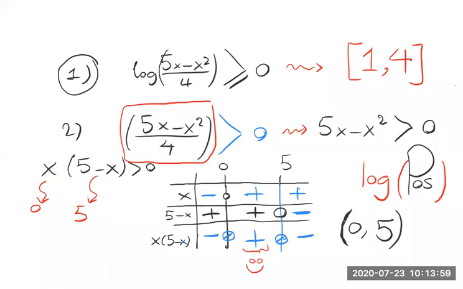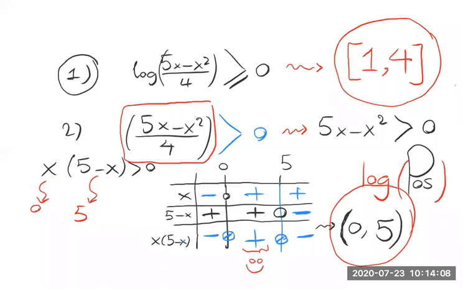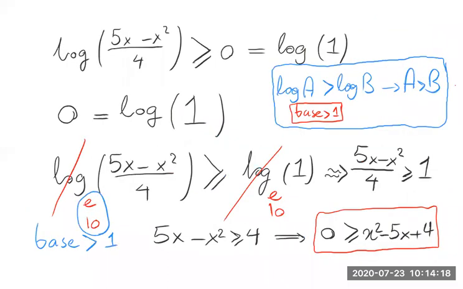Okay. So we have two answers. One of them says between 1 and 4. The other one says between 0 and 5. These things should be correct at the same time. So we should have both of them. X should satisfy both of these properties at the same time. X should be between 1 and 4, and X should be between 0 and 5.